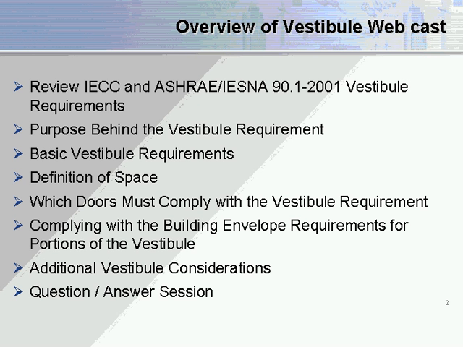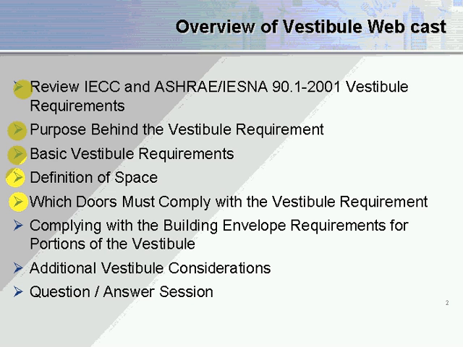What we're going to be covering today: first, a review of the IECC and the ASHRAE 90.1-2001 vestibule requirements. We're going to look at the purpose behind the vestibule requirement. We'll look at the basic vestibule requirements, which deal primarily with the basic requirements for doors, glazing, and the building envelope that surrounds the vestibule. We'll look at a definition of space, which is going to be key and critical in understanding when a vestibule is going to be required with the code.